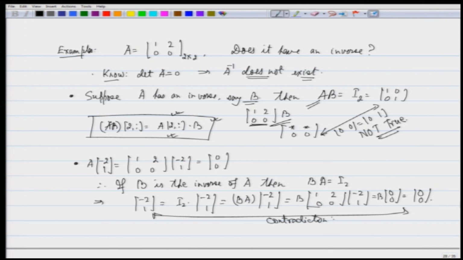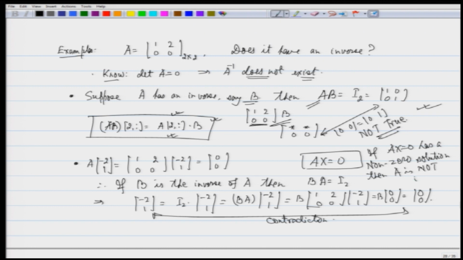So, what we have done here is look at this as a matrix product and try to get a contradiction. Here we are saying: look at the system A x is equal to 0 and try to solve it. If A x is equal to 0 has a non-zero solution, then A is not invertible, all right. This is a very important idea that we have.